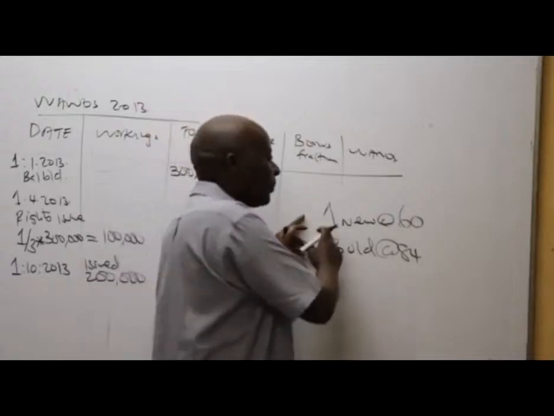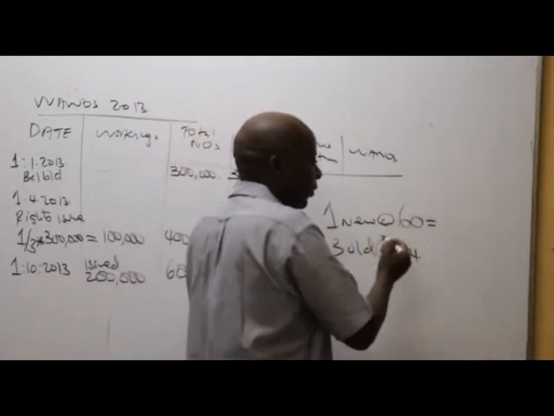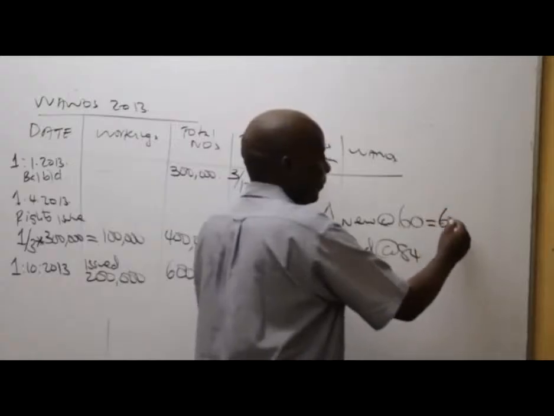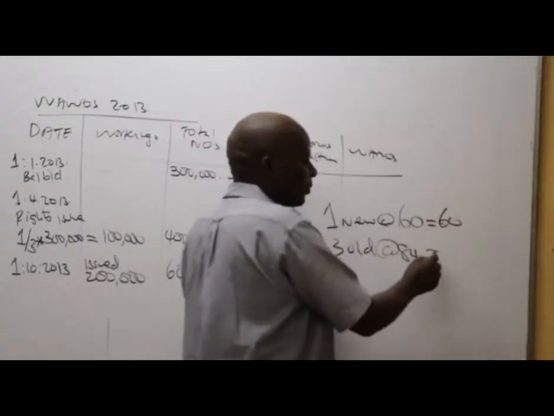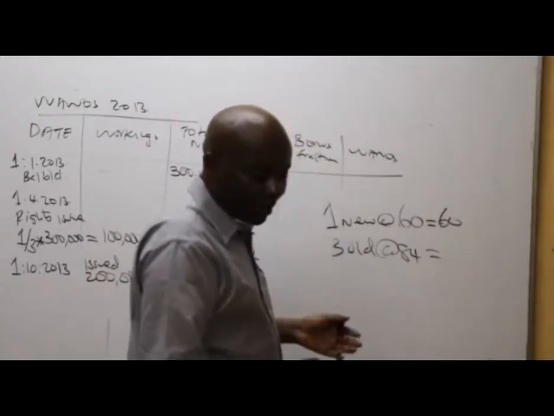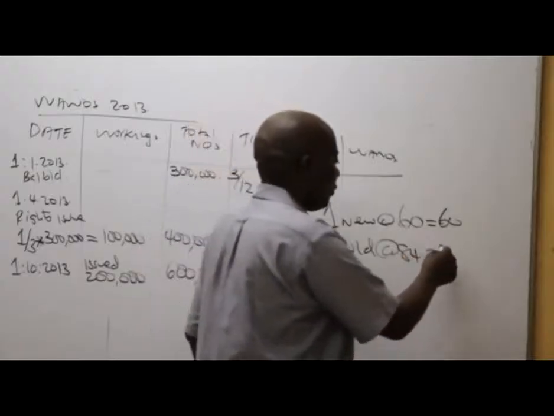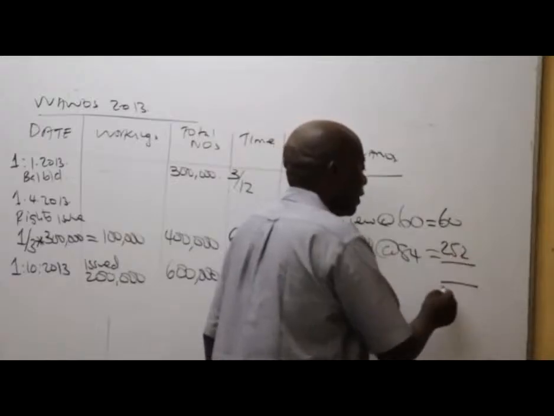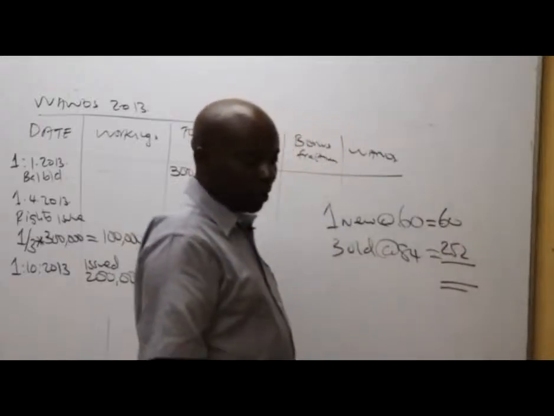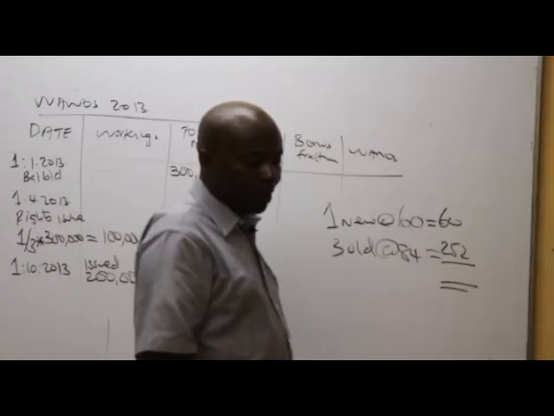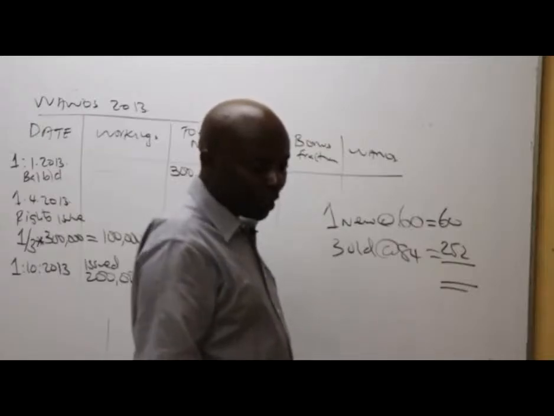So then 1 times 60 gives us how much here, somebody? 60. 3 times 84 gives me how much? 252. So ukiongeza zote zinakuja ngapi total value? Total value inakuja 314.